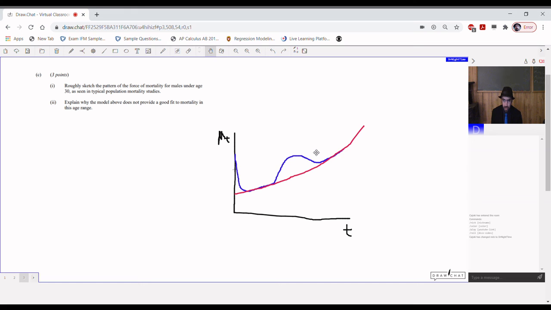It says males under age 30. So this model does not accurately account for the infant mortality and does not accurately account for the recklessness bump. And I would add, chances are most of the deaths of people under age 30 would probably be accounted for under those two things. That's what they're getting at, right? That's why you really can't use this for this age range. All right, as I mentioned, this was the easiest written answer problem on the exam.